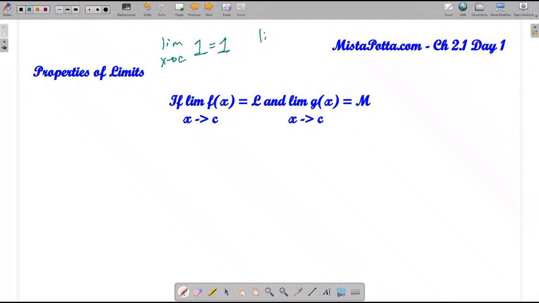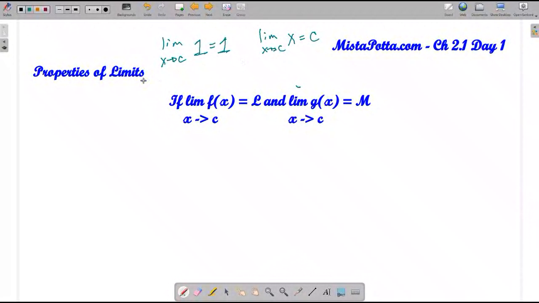And the limit as x approaches c of x is going to be c. So with these two given parts, I can come up with a whole family of properties of limits.